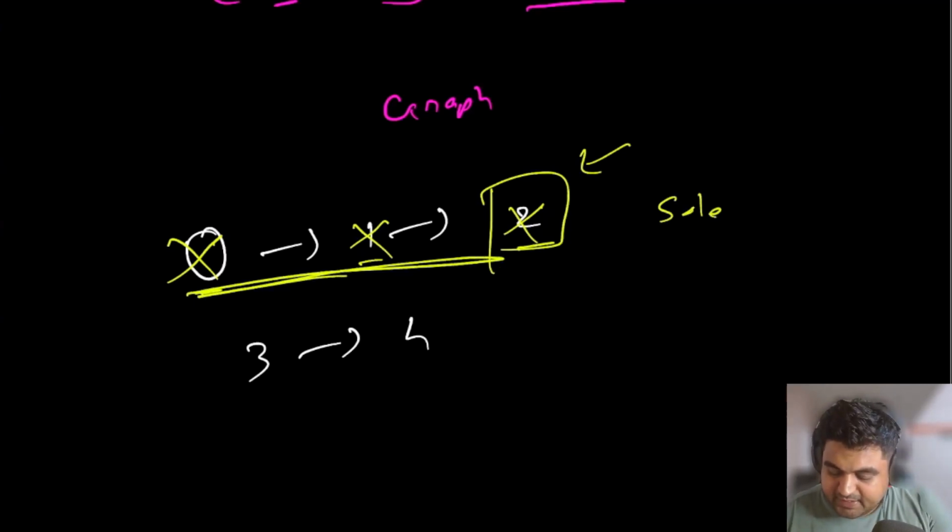Same goes for this one, that we can complete course 4 because there are no prerequisites needed for course 4, and then we can complete course number 3. So in this case we can return true because all the courses can be scheduled.